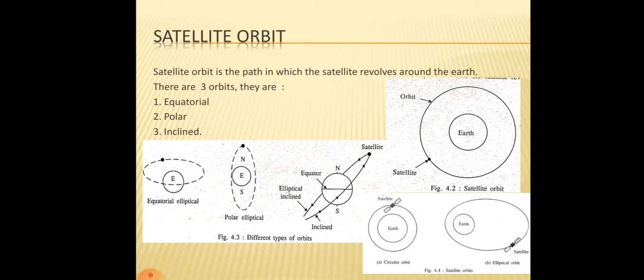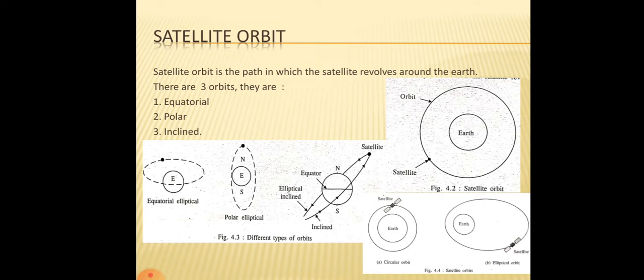Then the next one is satellite orbit. What is it? It is the path in which the satellite revolves around the earth. There are 3 orbits: equatorial, polar, and inclined. You can see in the diagram. First one equatorial, second one polar elliptical, and third one inclined.